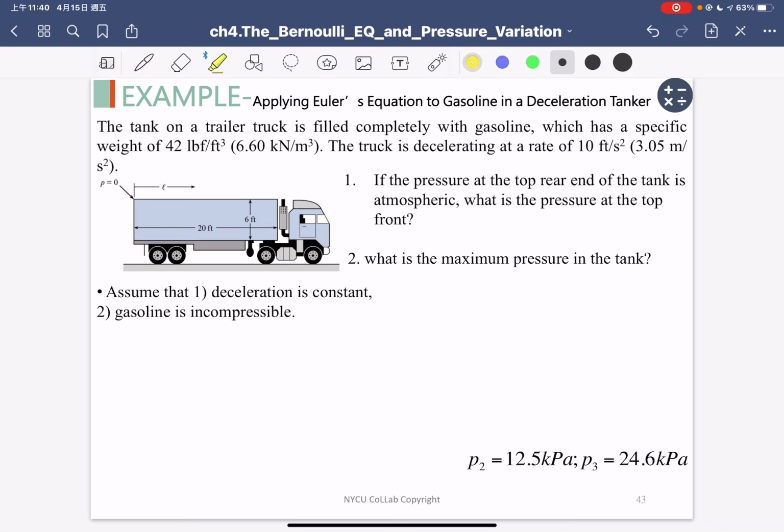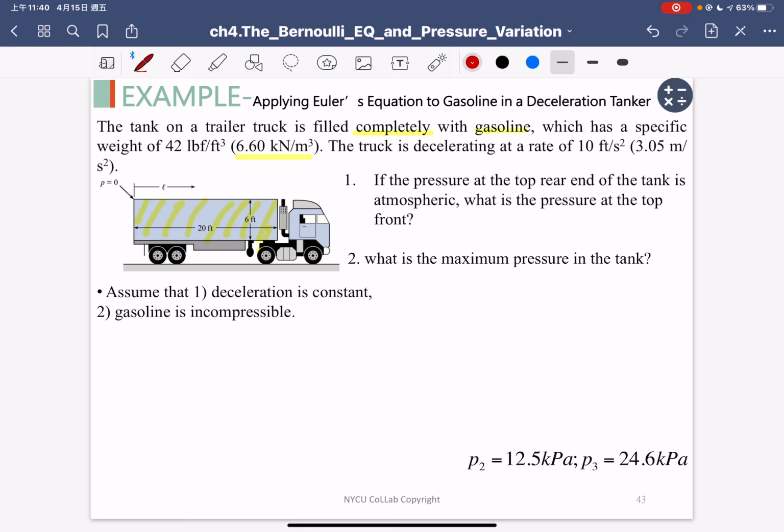So you see our question, we have the tank, and we fill the gasoline inside. It is completely filled. That indicates all of the material inside is gasoline. Okay, just fill all of the gasoline in the tank. And we know the specific weight gamma, and the exercise provides 2 units. So I only focus on the SI unit, and you can decide which unit you want.